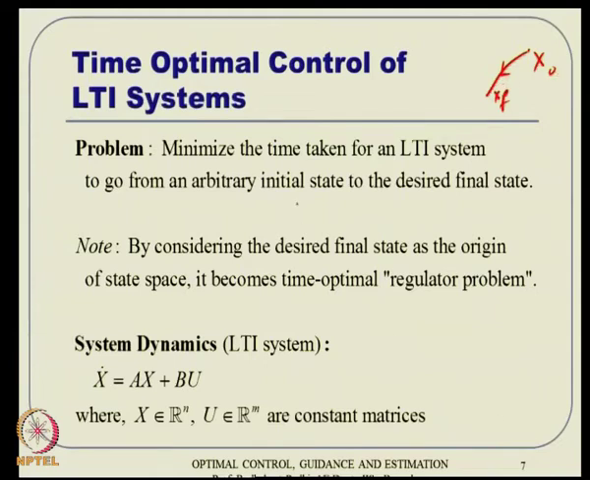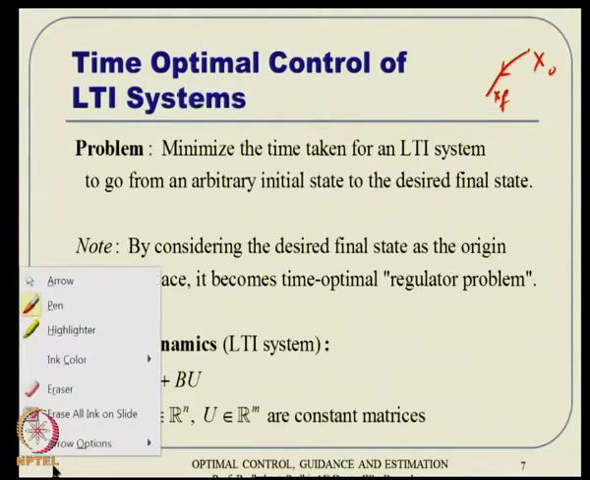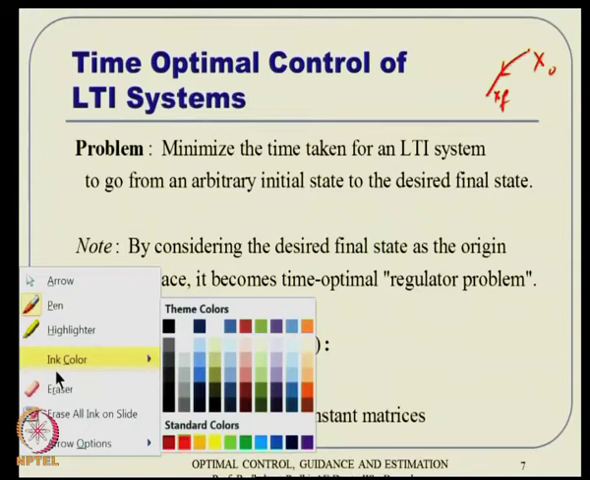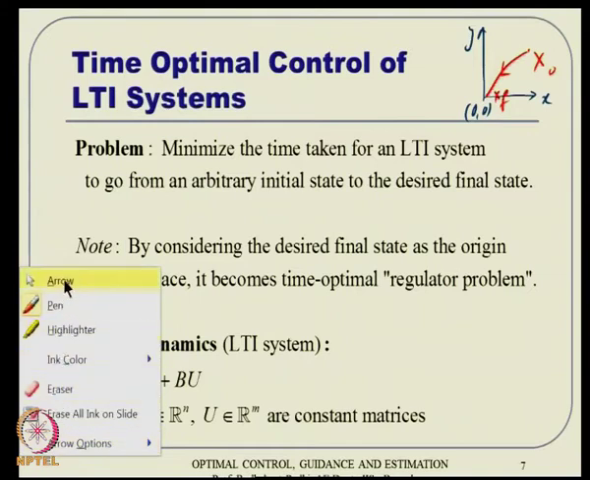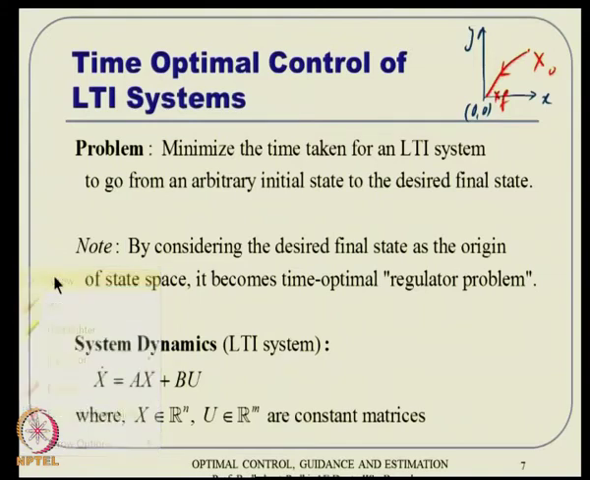Next, we visualize this by putting an axis system at the desired final state. Then it turns out that the desired final point is nothing but the origin, that is 0, 0. Without loss of generality you can do that, so the analysis becomes easier.